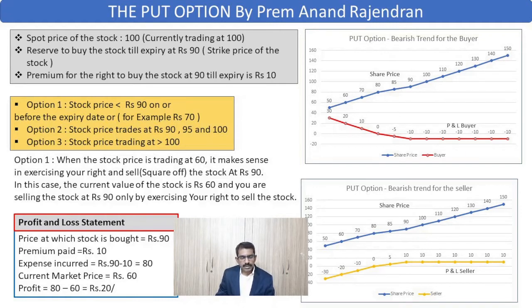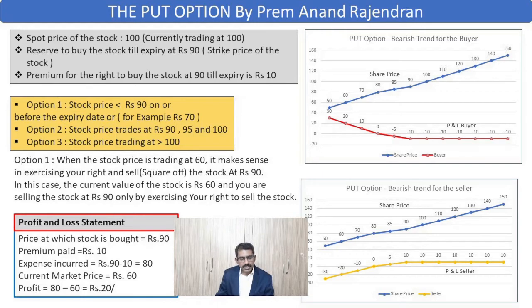So option 1, the stock price trades below 90, and option 2, the stock price trades at 90, 95 and 100, and option 3, the stock price trades above 100. So let us see in all the 3 options what is the scenario. So here option 1, when the stock price trades below 90. So I am assuming the stock price is currently trading at rupees 60.